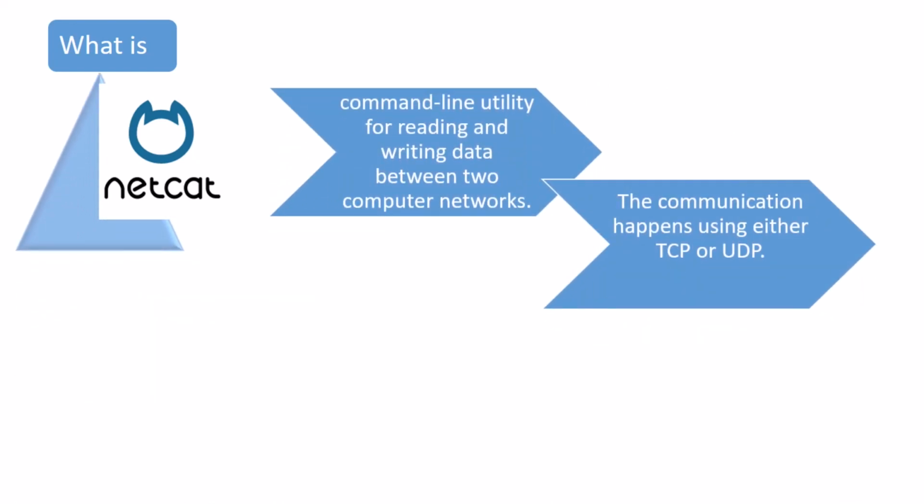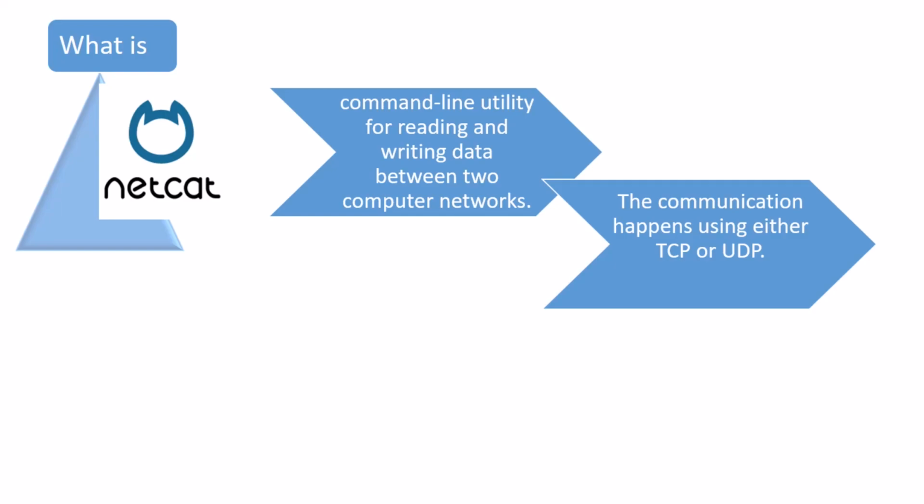Now, first on the list, what is Netcat? Netcat is a command line utility that is used for reading and writing data between two computer networks. So if there are two computers next to us and you want them to communicate, we can use Netcat to perform this function. It doesn't have a graphical user interface, but rather it has a command line interface. So Netcat is just a command line utility that is meant for reading and writing data between two computer networks.